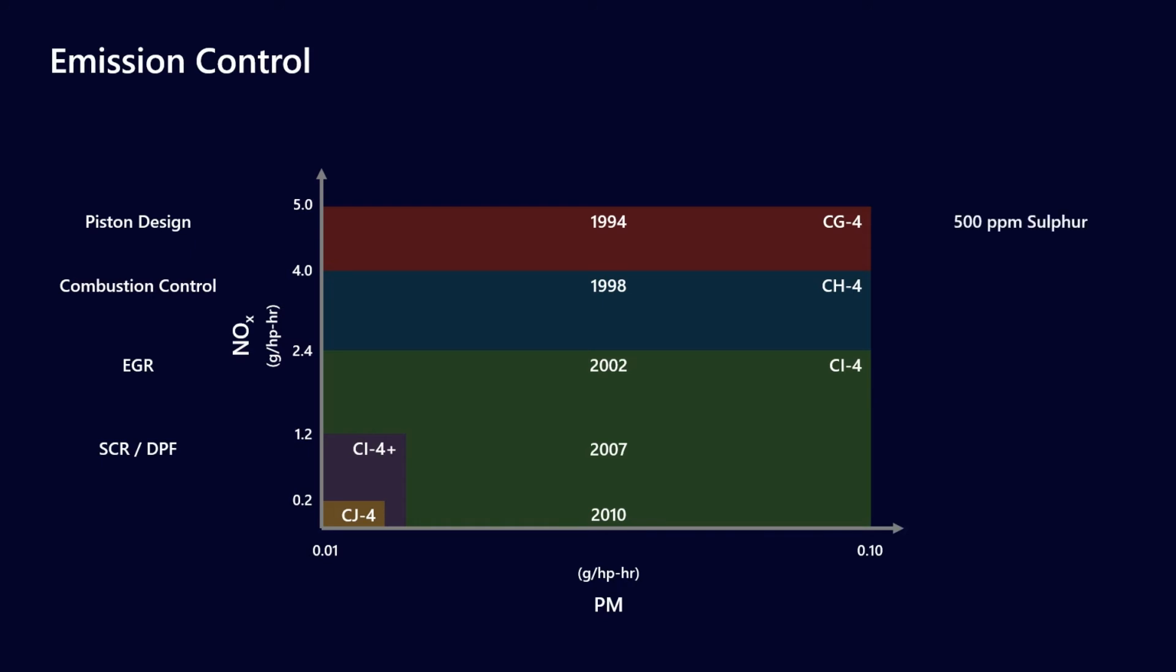At the same time, we had changes to fuel regulations. So in the US, we went from 500 parts per million sulfur being acceptable right down to 15 parts per million sulfur. And again, that is a huge step change when it comes to the quality of the fuel as well.